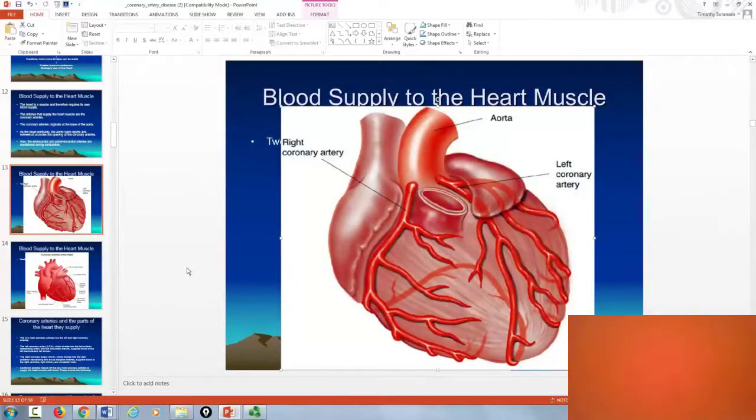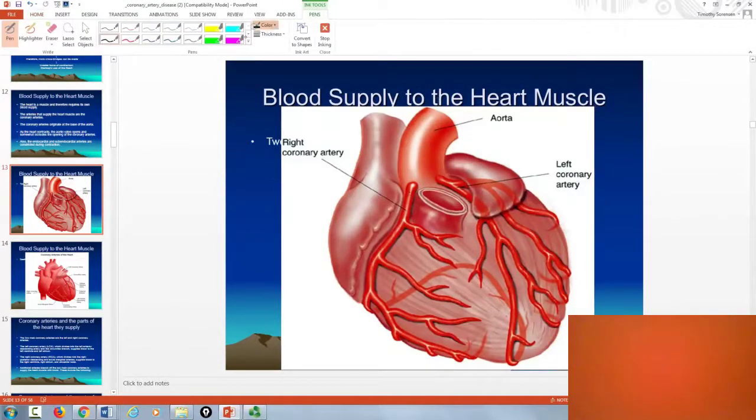Okay guys, here we go. Timmy's going to try to explain to you now coronary artery disease.